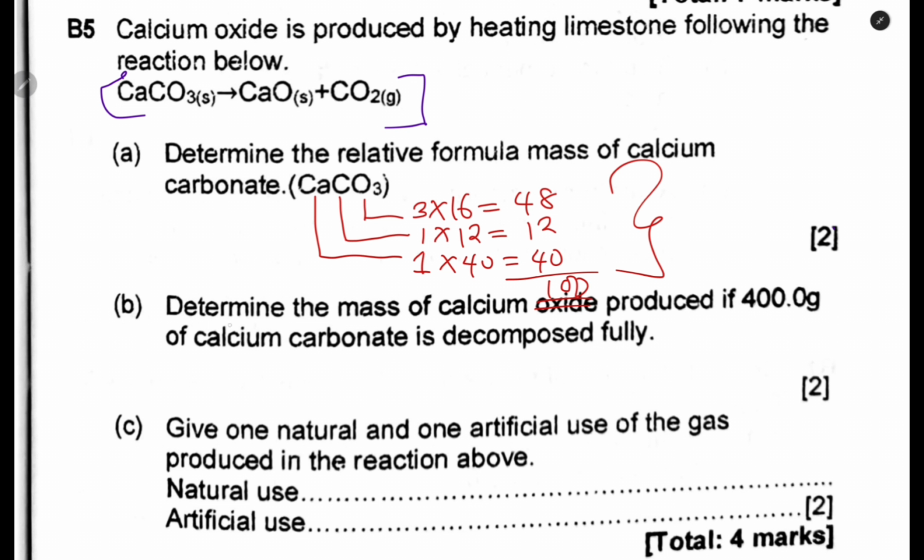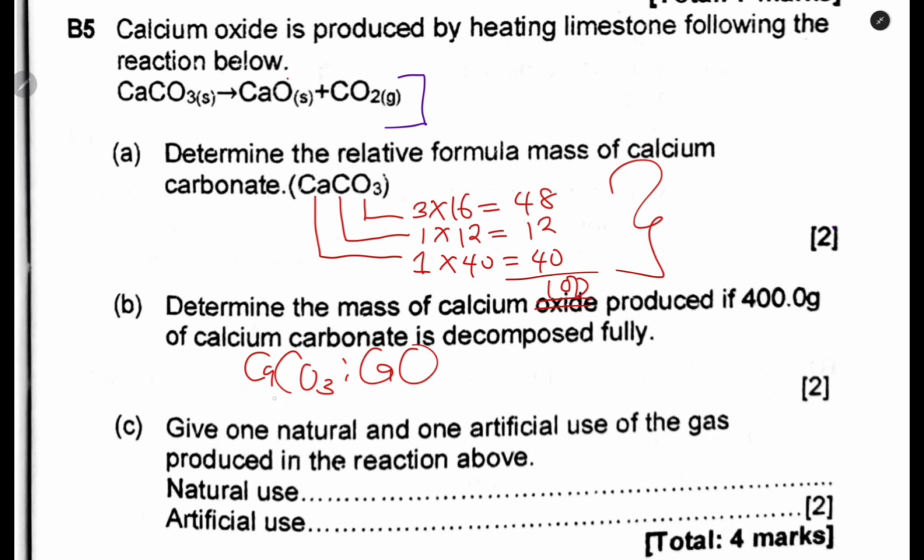So how do we determine the mass of calcium oxide produced? The equation is already there. And of course, if we check, it is balanced: calcium 1, calcium 1. Oxygen, we have 3 on one side, and 1 and 2, 3 on the other. So it is already balanced. Since we are told of calcium oxide and calcium carbonate, we are going to form a ratio of calcium carbonate to calcium oxide. We find their relative formula mass and treat them as the mass.